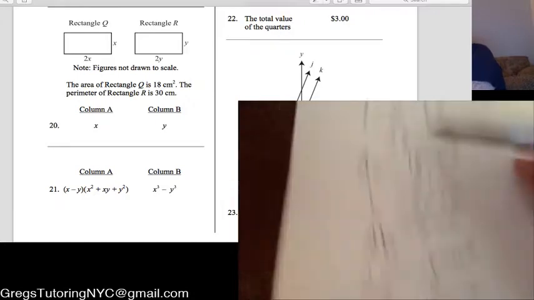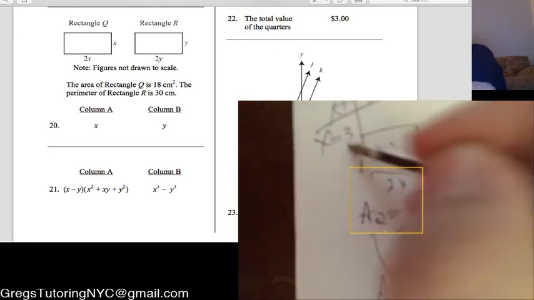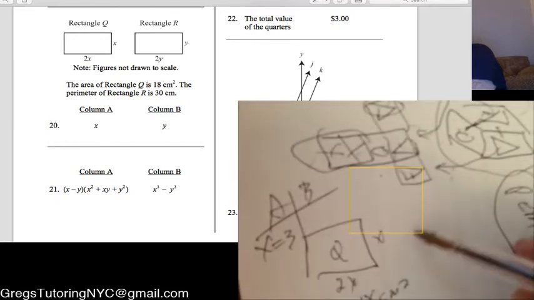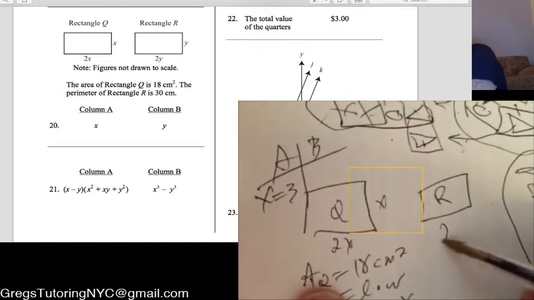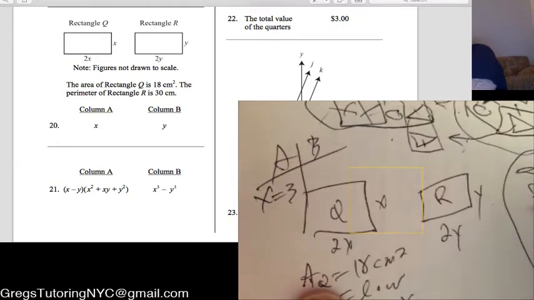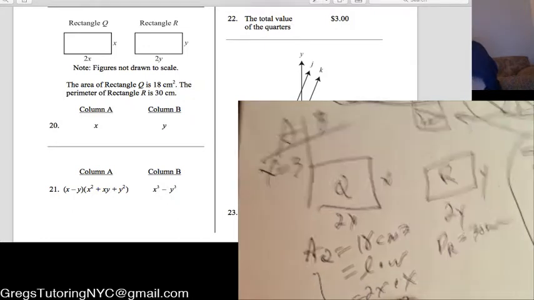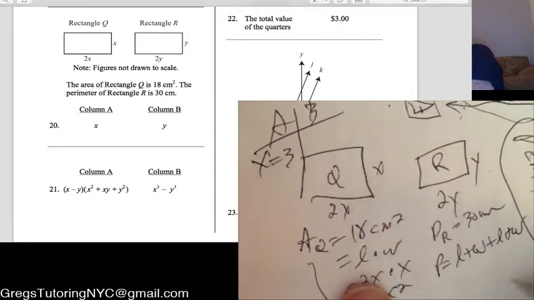So that means in our columns where we have A and B, this says x. So that means A is represented by 3. Okay? Now for the other rectangle, it gives us rectangle R, and it gives us 2y and y. And it says the perimeter of R equals 30 centimeters. So we know perimeter is equal to the length plus the width plus the length plus the width. There's a couple ways to do this. It's equal to 2 times the length plus the width. Right? Is one way to do it.